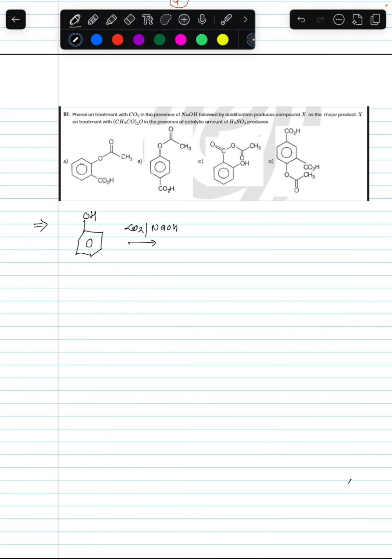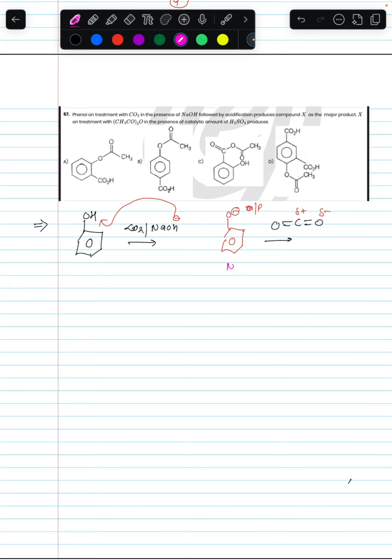Okay, so the first step is this base will abstract the acidic proton. It is converted into phenoxide ion. Now during resonance the negative charge comes at the ortho and para positions, so it is ortho para directing. So it further reacts with CO2. In CO2, oxygen is more electronegative, delta minus, carbon less electronegative, delta plus.